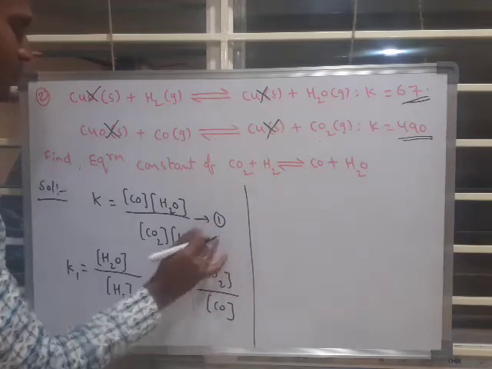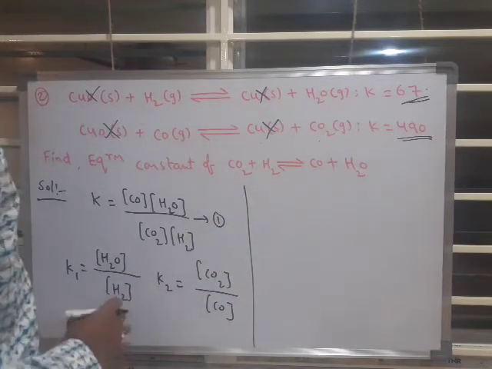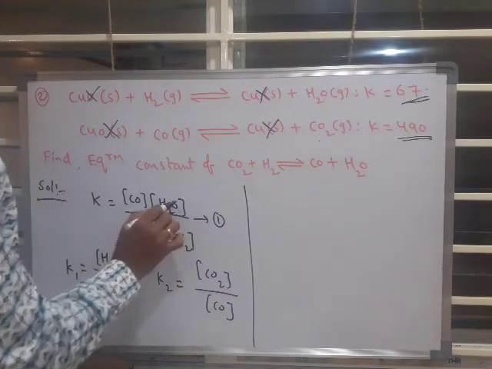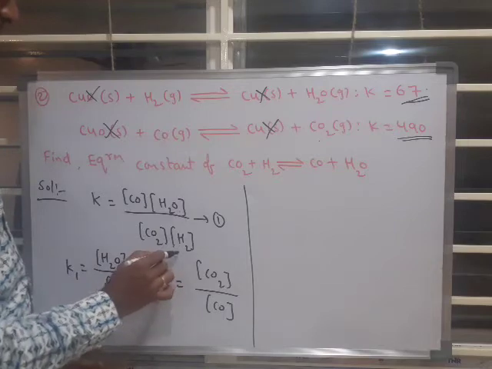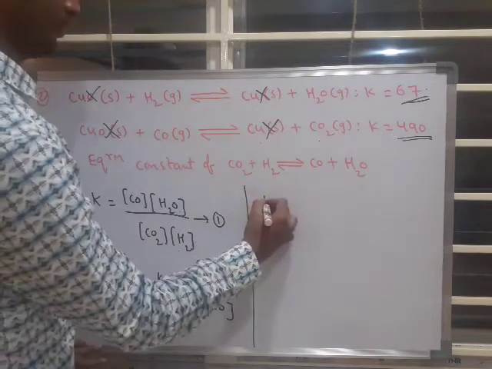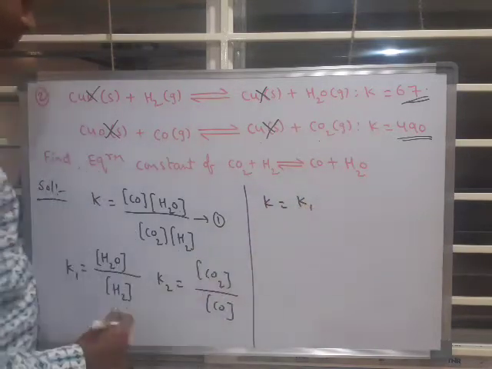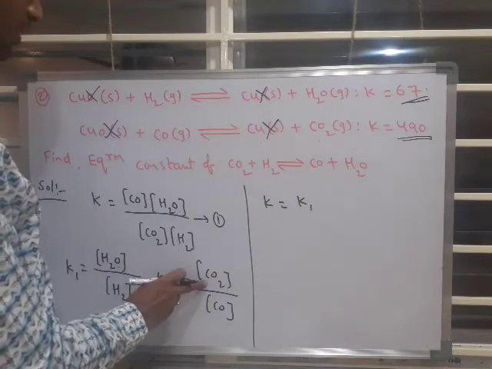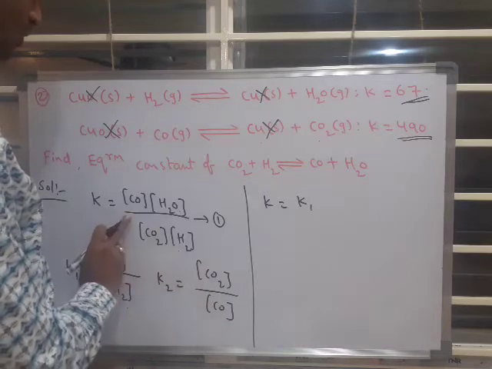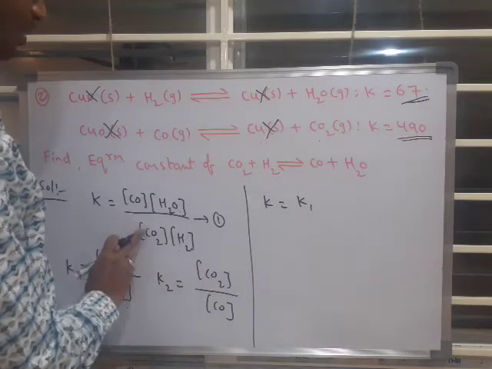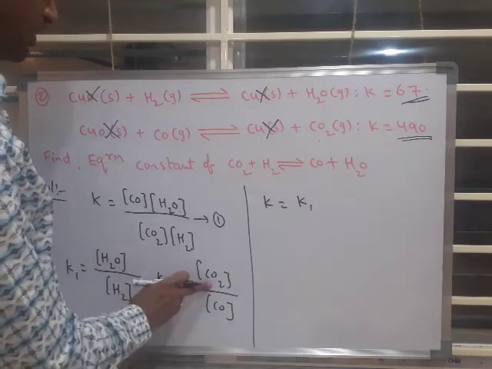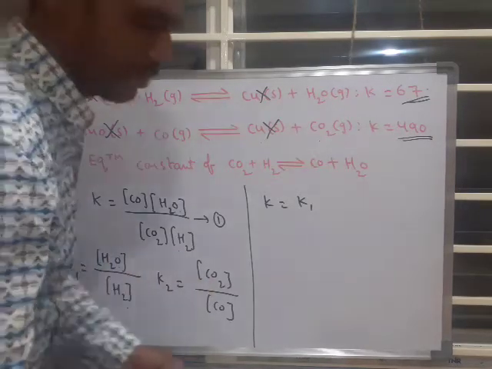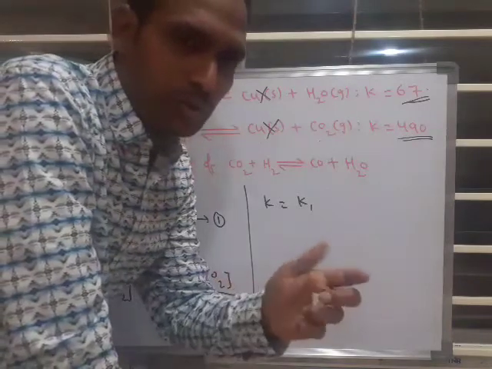How to get equation 1 with the help of K1 and K2? See, it is looking very simple. H2 in the numerator, H2 in the denominator. So K is equal directly to K1. CO2 is in the numerator. But in the question, this is what we have to find. In K2, CO2 is present in the numerator, but we need CO2 in the denominator.